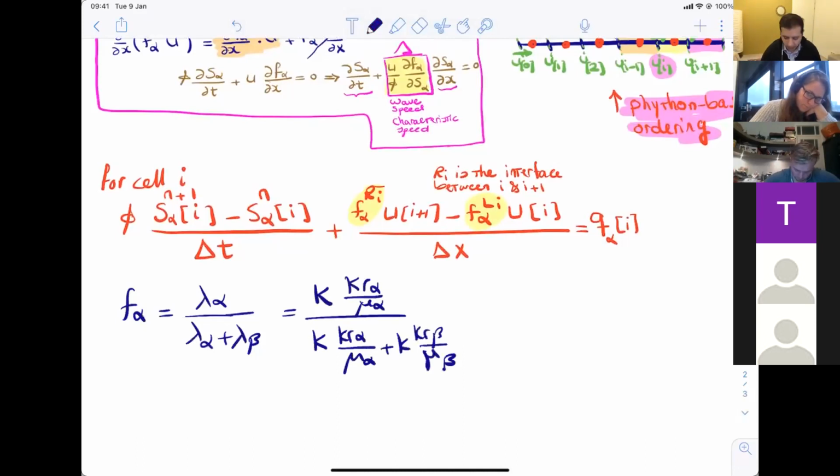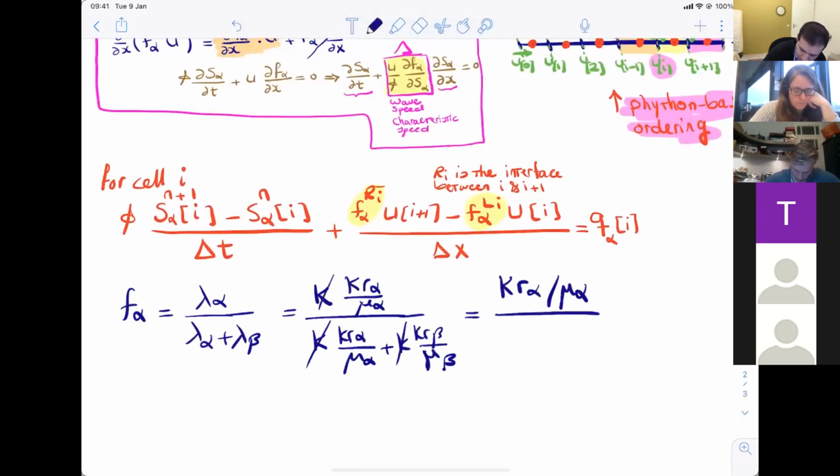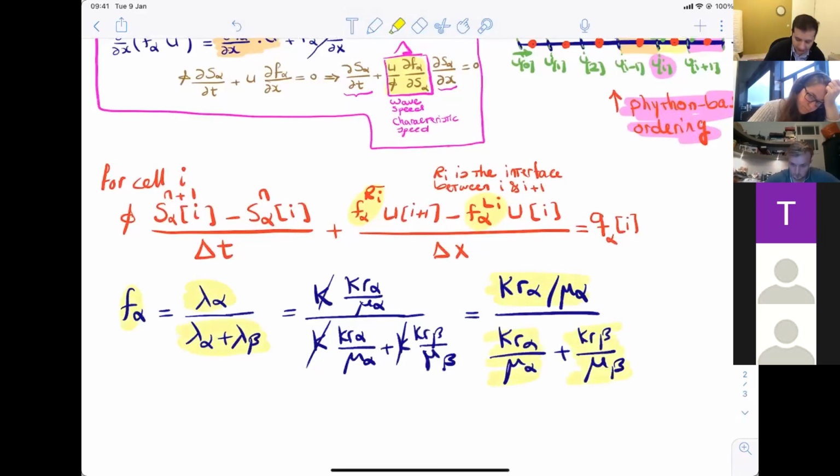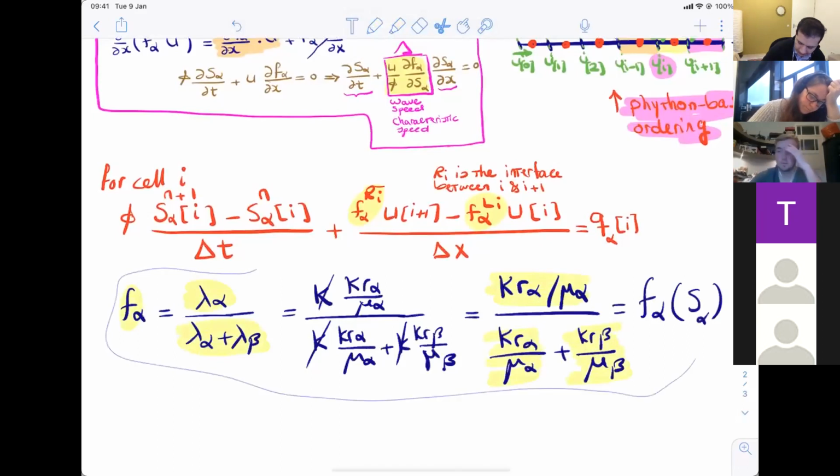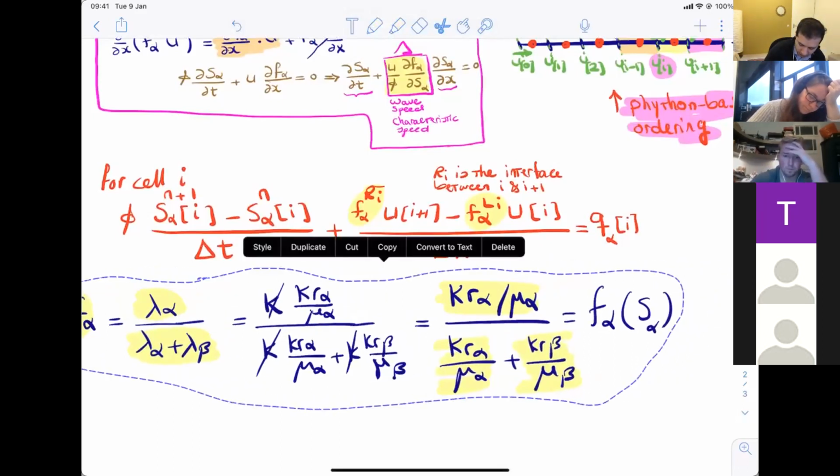Of course, I was sloppy here to put K inside lambda. I didn't want to make it two factors, but we know that K would cancel from this system. So it is K r alpha over mu alpha divided by K r alpha over mu alpha plus K r beta over mu beta. This is exactly the definition of fractional flow, mobilities divided. We will learn soon that this is purely a function of saturation alpha. You can get it from experiments, from pore scale modeling, bundle of tube theory, percolation theory, and stuff like that.